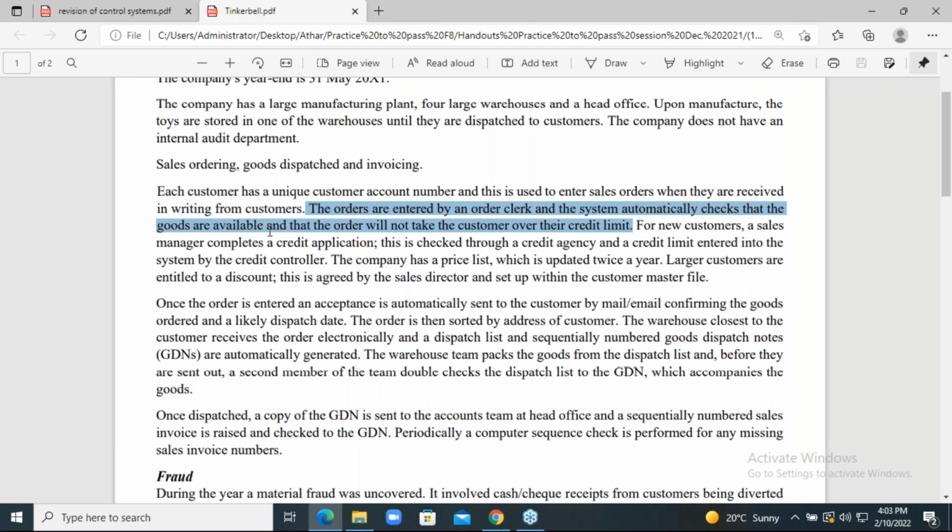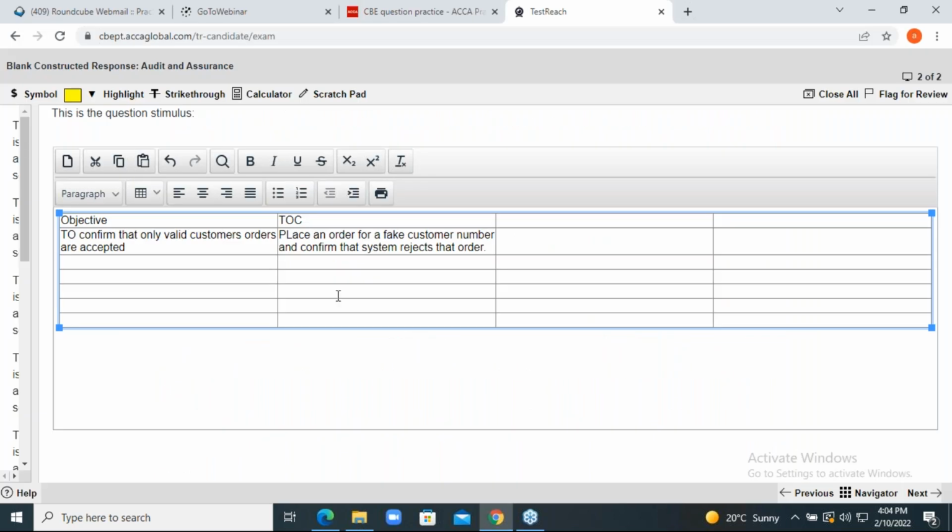Now, for all the orders entered by the clerk, there are two checks, two control systems. First, the system automatically checks whether the inventory is available or not. And second, whether this order will take the customer over their credit limit or not. These are the two control systems. And what are the objectives? Now, first of all, if we write the concerned objectives, what are the objectives of this control system?